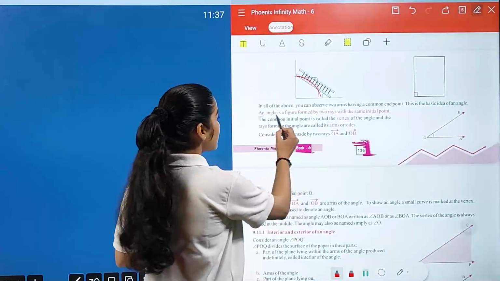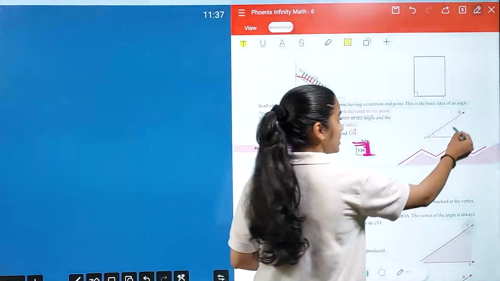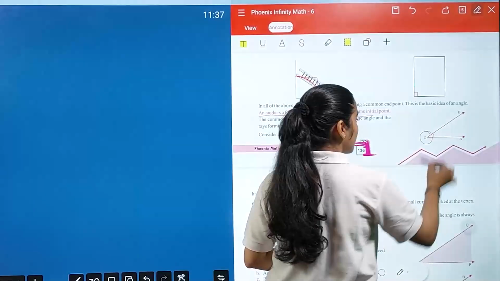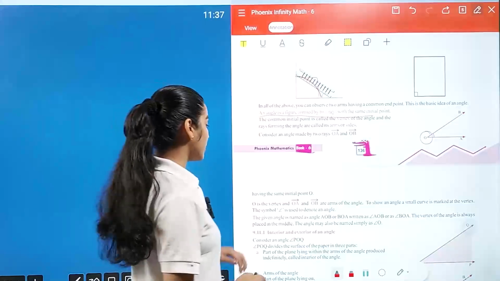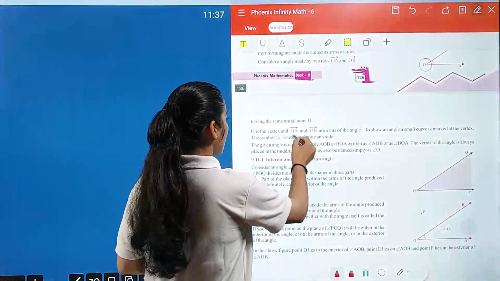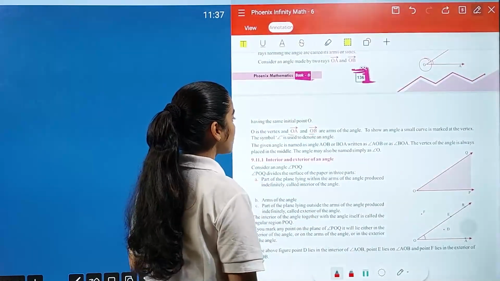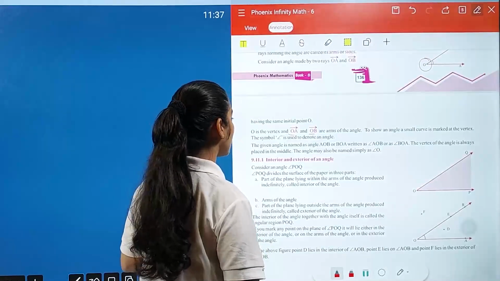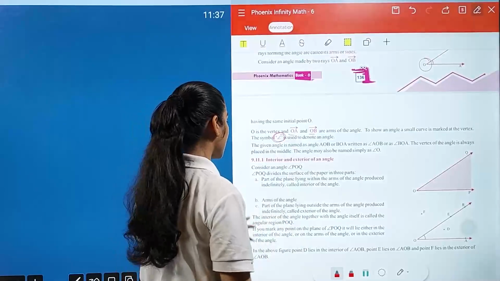So an angle is a figure formed by two rays with the same initial point. So in this, rays OB and OA, we have a common initial point which is O. So BOA is our angle. Now O is the vertex of the angle, and OA and OB are the arms of the angle. To show an angle, a small curve is marked at the vertex. This is the symbol of angle. It's used to denote an angle.